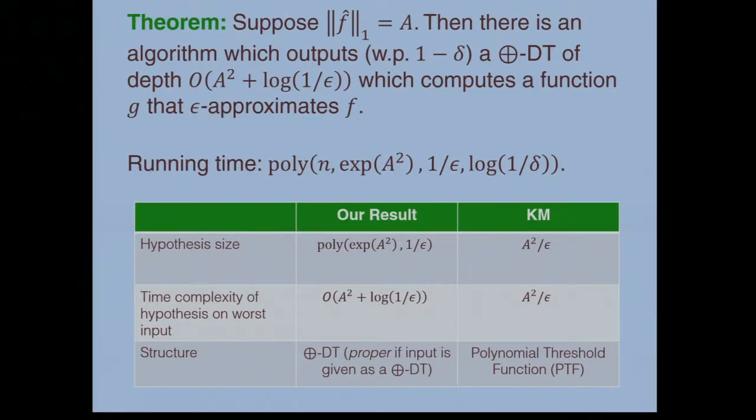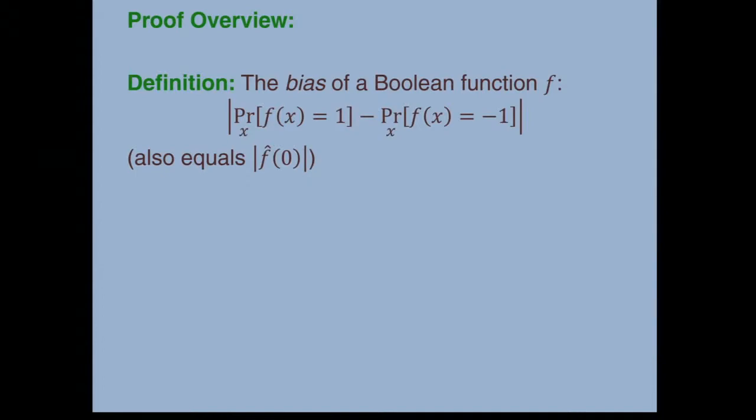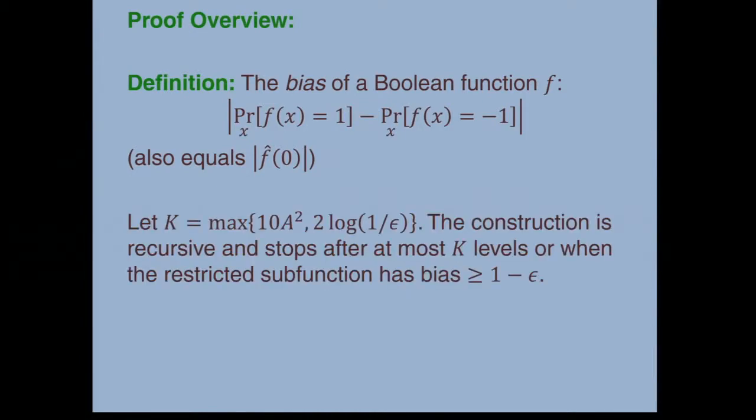So let's see how we do it. I'm going to define a very simple thing. The bias of a Boolean function is just the absolute value of the probability that it is 1 minus the probability that it is -1. So if the function is constant, this equals 1, and if it's balanced, it equals 0. It measures how far it is from constant.